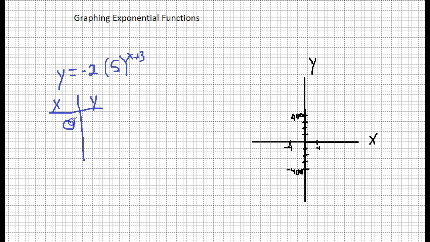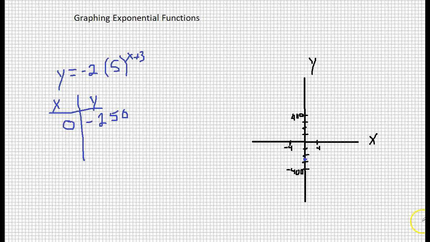All right, I'm going to start with 0. Now, if I plugged in 0, 0 plus 3 is 3. 5 cubed is 125. And -2 times 125 is -250. All right, so at 0, I go down 100, 250. Right there.